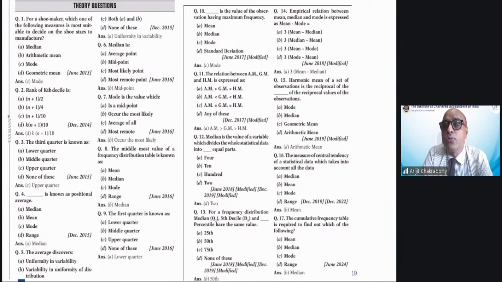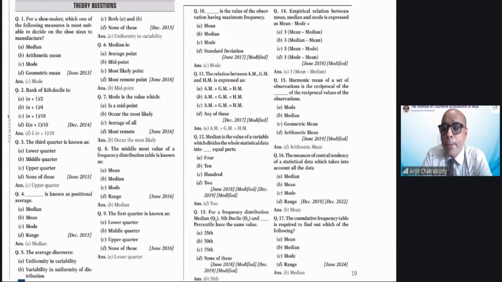We proceed now to 14th question, empirical relation between mean, median and mode. So please see the number of questions coming on the theoretical part. Yes, mean minus mode is 3 into mean minus median, option A. Question 15, harmonic mean is the reciprocal of the what? So harmonic mean of a set of observations is the reciprocal of the AM of the reciprocal values of the observations. As we have discussed, both harmonic progression and harmonic mean.